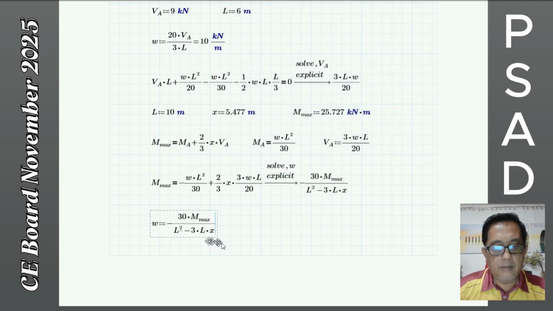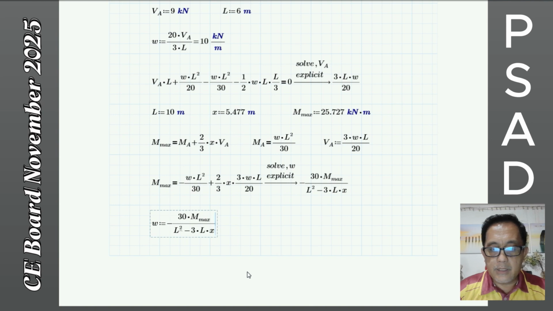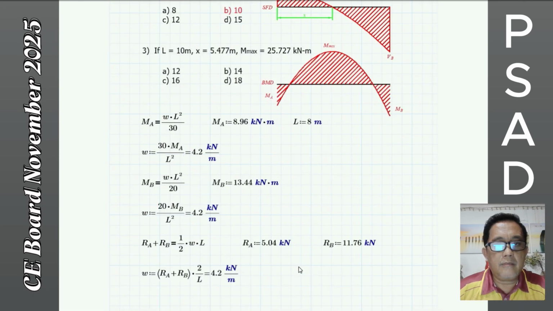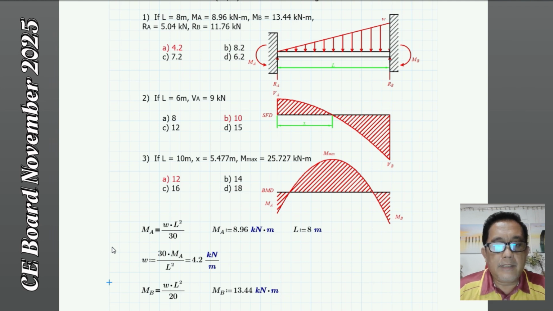Let's copy this. Okay, so we have the value for M max given, this one. We also have L, 10 meters, and we also have X. Therefore, we can now have our answer equals, let's express this in kilonewton per meter. It's 12.001, or this one, 12. So our answers are letter A, 4.2. For number 2, letter B, 10. And for number 3 is 12 kilonewton per meter.